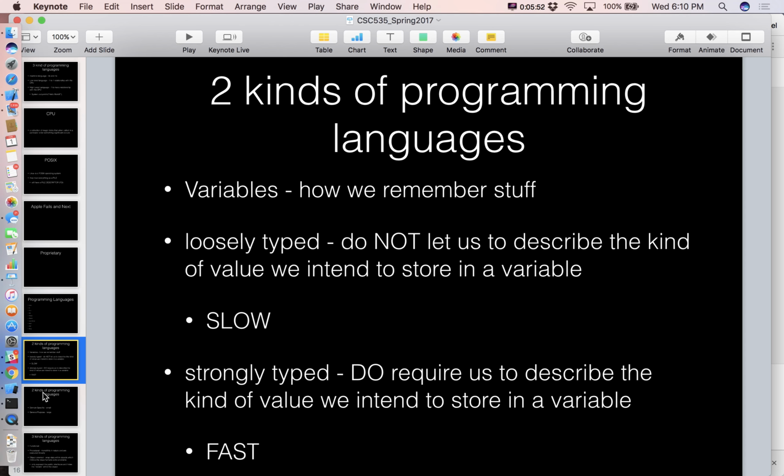Here's another angle of looking at programming languages. We have two kinds: loosely typed and strongly typed. This comes down to how variables work, how we're emulating memory in our programming languages. Loosely typed languages do not require that we label a variable for what kind of value it's going to hold, whereas strongly typed languages do. Generally speaking, loosely typed languages are relatively slow and strongly typed languages are relatively fast, with an emphasis on the word relatively, because computers are really fast. So a human being, for most applications, is not going to notice the difference.